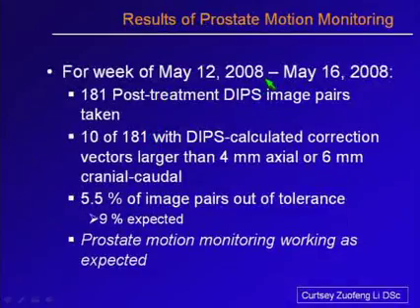So this was a study that was done right before the PTCOG last year, where 181 post-dip images were looked at. And basically the bottom line of this was that we wanted to see if our margins that we were using were adequate, and we found that 5.5% of the image pairs were out of tolerance, and we expected 9%, so we felt fairly comfortable that that would be a good recipe for the margins for this particular disease site.